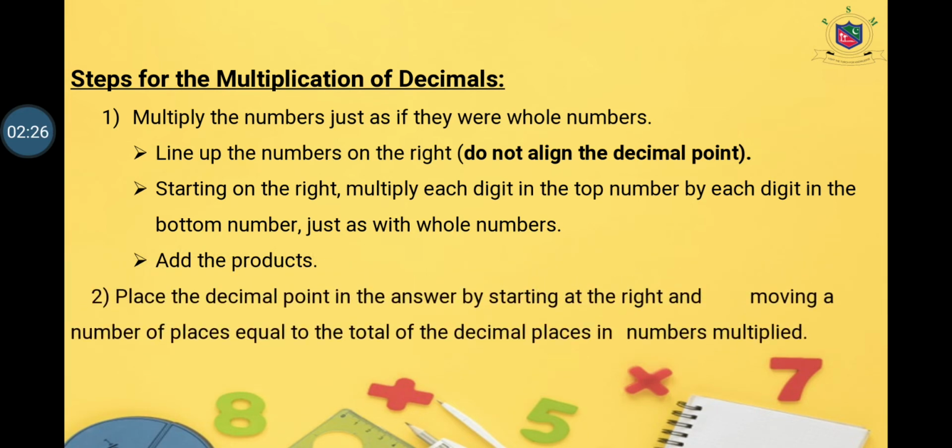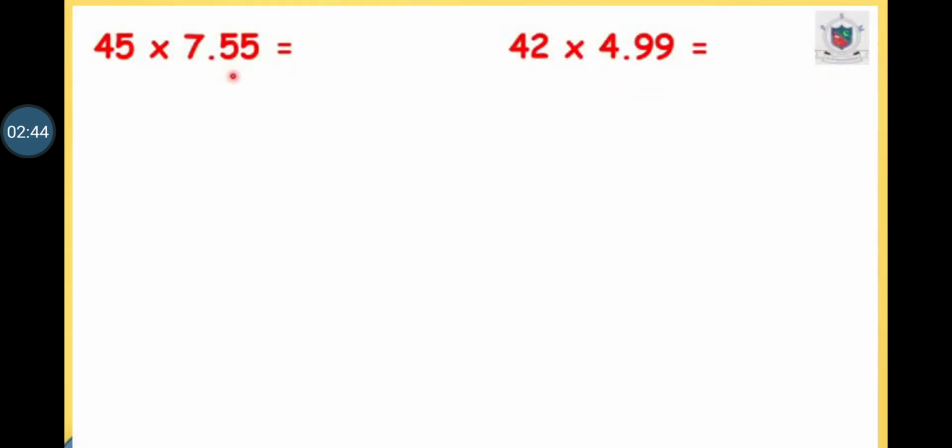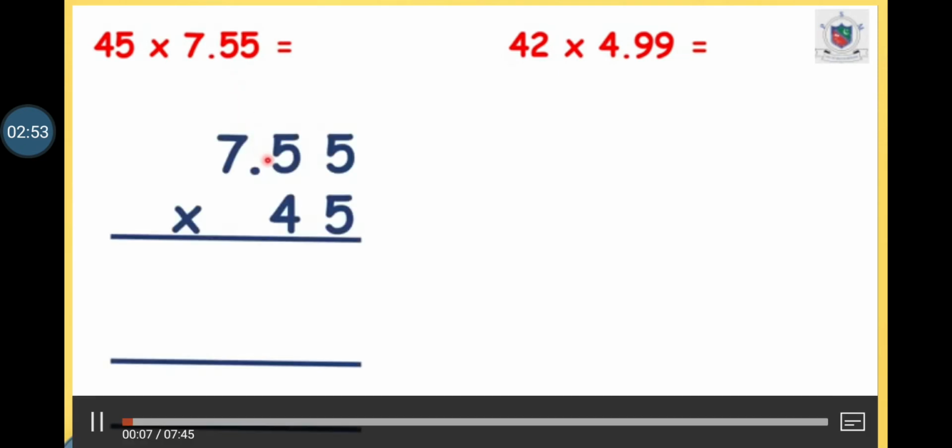Now it's time for placing the decimal point. We place the decimal point in the answer by starting at the right and moving a number of places equal to the decimal places in the numbers multiplied. Let's take a few examples of how we can multiply the numbers.